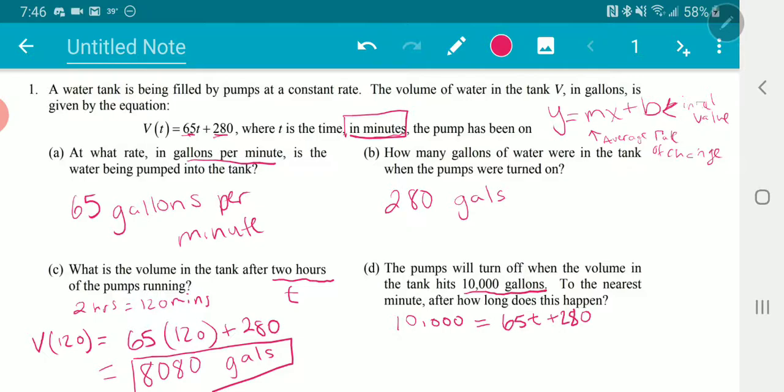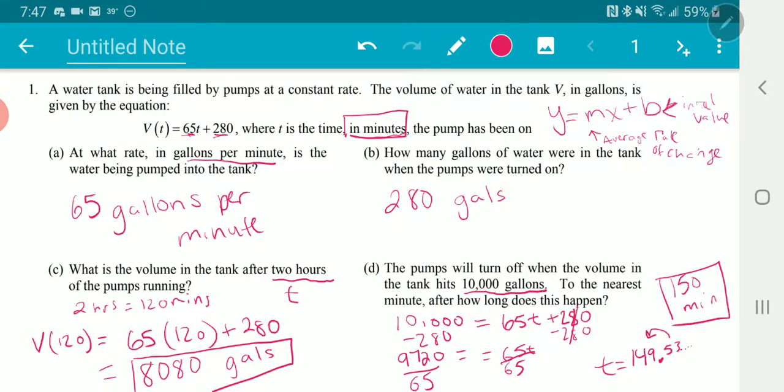Now I can solve this just like I would any other equation. Subtract that 280 from both sides. I'm going to be left with 65t equals 9,720. Divide by 65, divide by 65, and I have my t equaling 149.53, and so on. When I round this up, because it does say to the nearest minute, this is just going to be 150 minutes. And that's question 1.